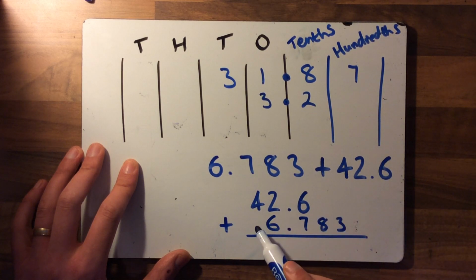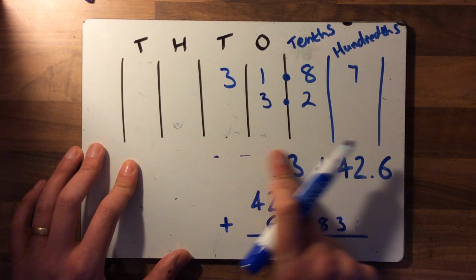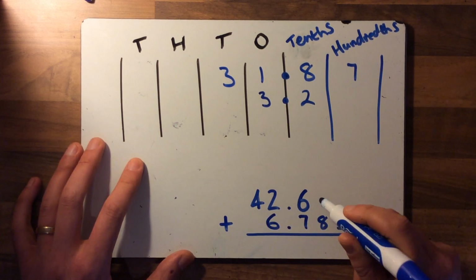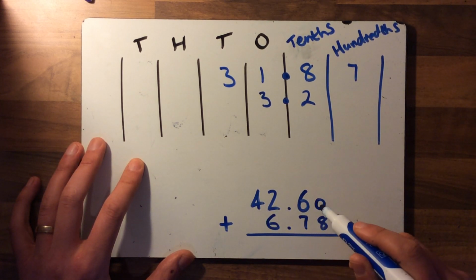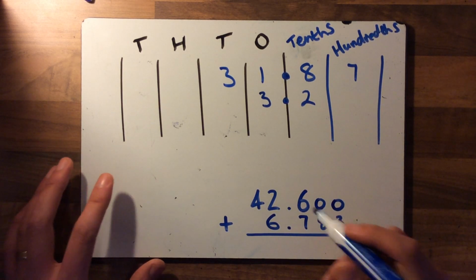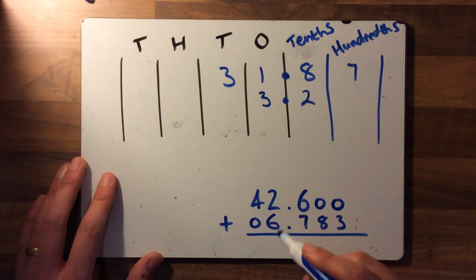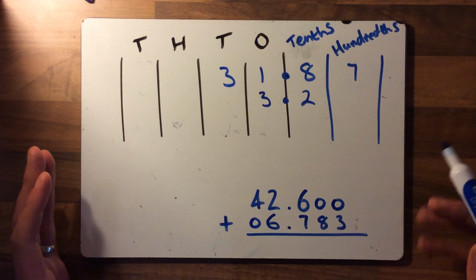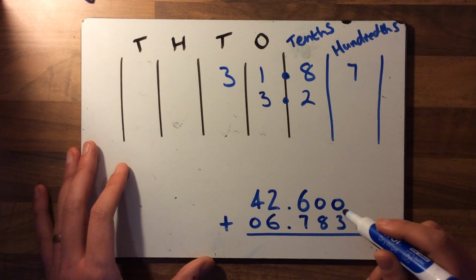Now we can see here we've got 1, 2, 3 spaces in our place value chart here, so if we wish we can put a 0 in there, because in this number there are no hundredths, and in this number there are no thousandths either, and if we wish we can put one here as well, because there are no tens in that number, and then it just becomes like a straightforward column addition.